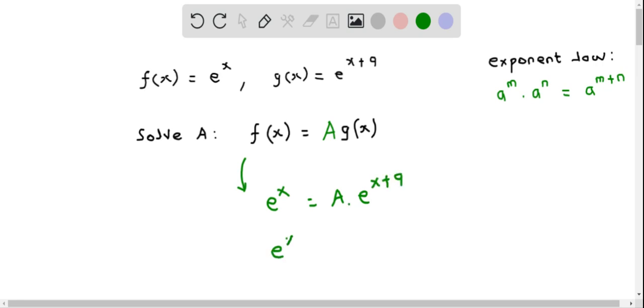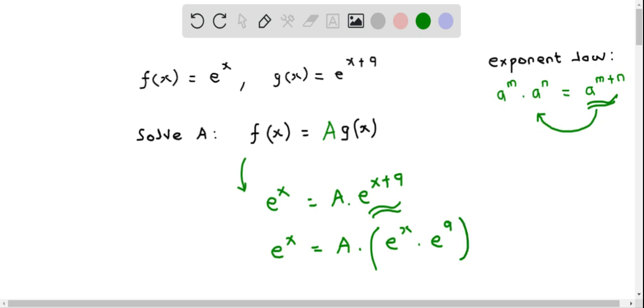And now I rewrite the right side expression. That is, we have e power x equals a times... I'm going to rewrite this using the law of exponents. That is a power m times a power n equals a raised to the power of m plus n. Otherwise, we can see that a raised to the power of m plus n equals a raised to the power of m times a raised to the power of n. So using this law of exponents, we can rewrite this e raised to the power of x plus 9 as e raised to the power of x times e raised to the power of 9.